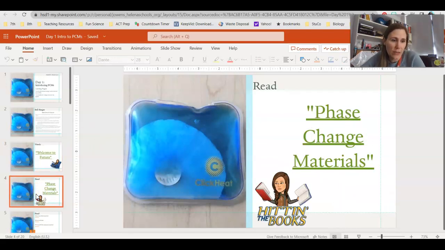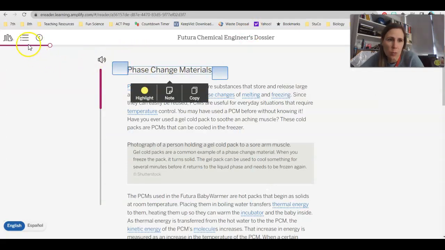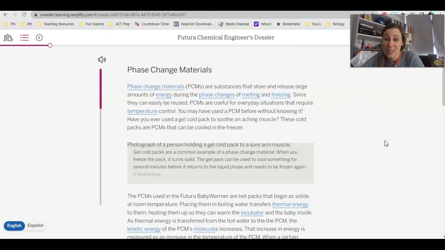All right, next thing for you to do is read. So you will open this link. When you open it up, it might not go directly to the article that you want, which is the phase change materials. So if you click on your table of contents up here, you want chapter 2, phase change materials. Okay, I want you to pause this video, take a second to read through this article. You are going to learn all about what PCMs are and how they're going to be incorporated into this week or so long project. It's really important that you understand, so make sure you do a good job reading.